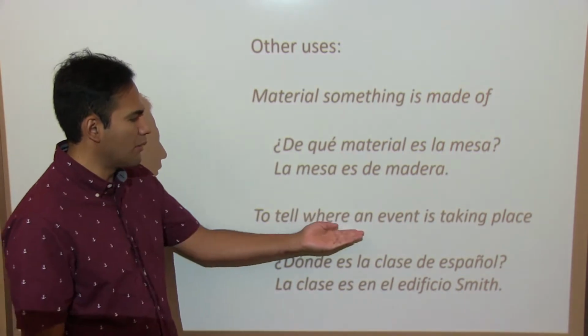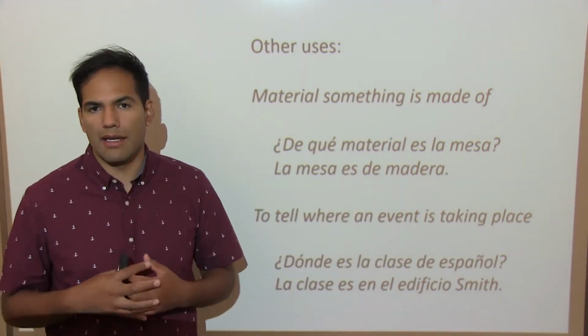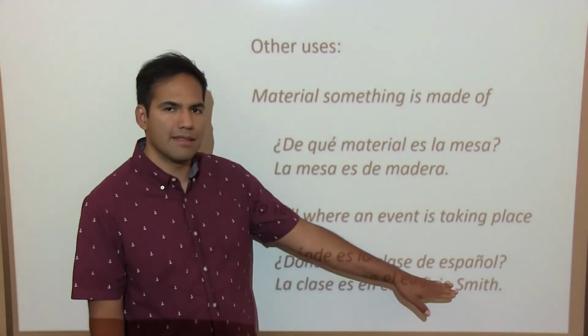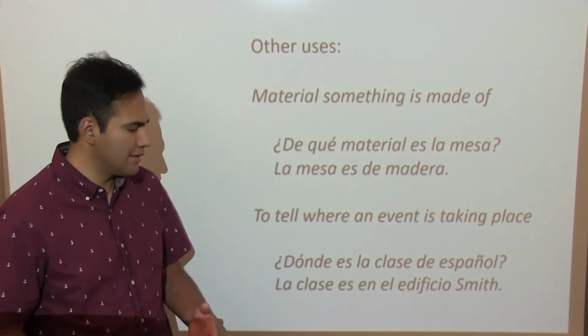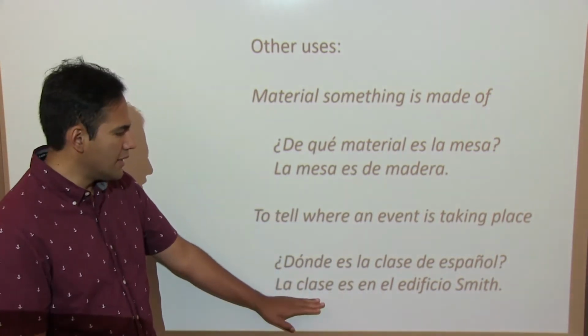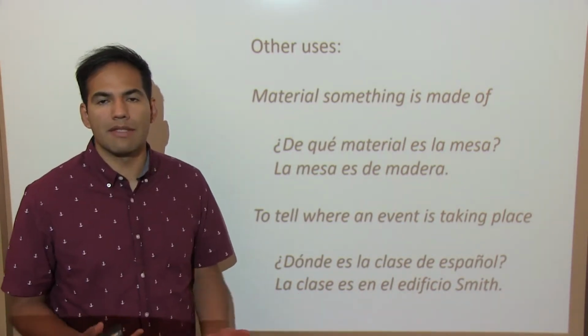Another use is to tell where an event is taking place, and this is a very strict exception. So, for example, ¿dónde es la clase de español? Where is the Spanish class? La clase es en el edificio Smith. So, as you can see, we're kind of talking about location, but we're describing an event.